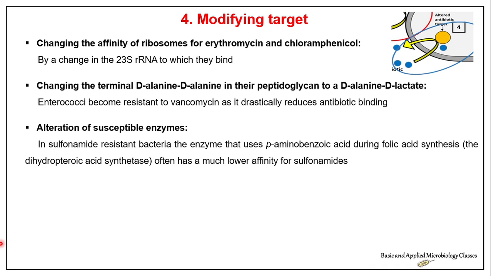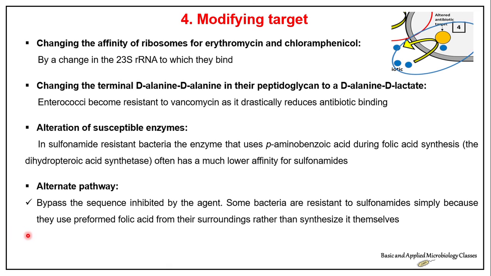Now take the next example, alternate pathways. What does it mean? Suppose a particular type of antibiotic is going to act on a particular step in a metabolic pathway. Then what can bacteria do? Bacteria can bypass the sequence inhibited by the agent. One example we are already clear about is sulfonamide. Sulfonamide mainly targets the folic acid synthesis process.